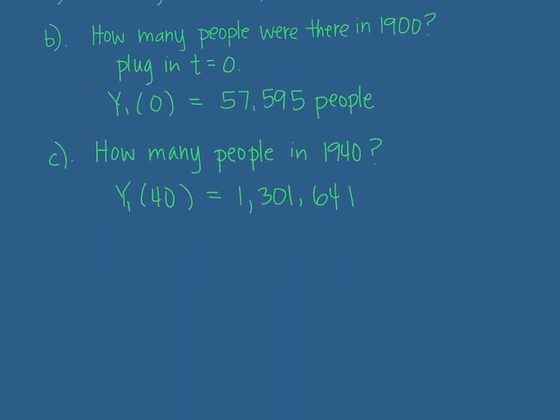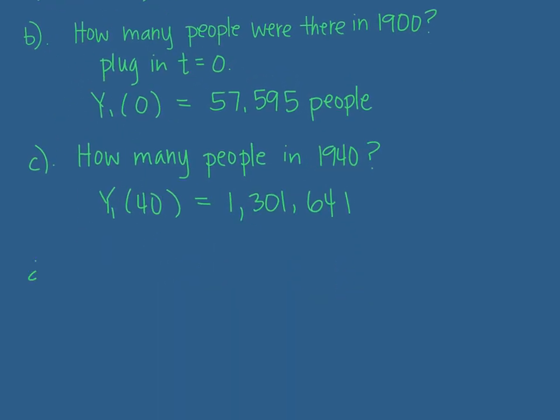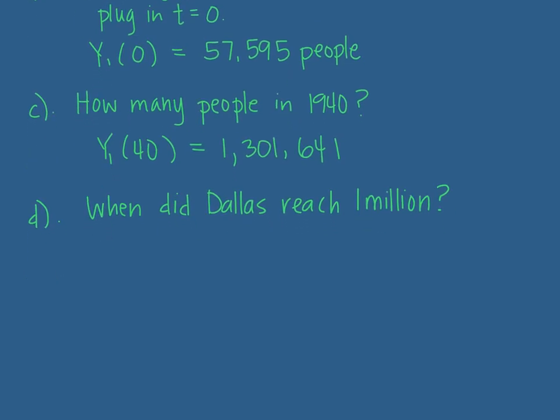Okay, last question. So here would be like a part D. When did Dallas reach 1 million exactly? All right, your calculator cannot tell you that answer. You can't just do vars. When you do vars, you can only plug in a time. 1 million is not a time. 1 million is a people. And so you're going to have to do the same kind of math you did yesterday.